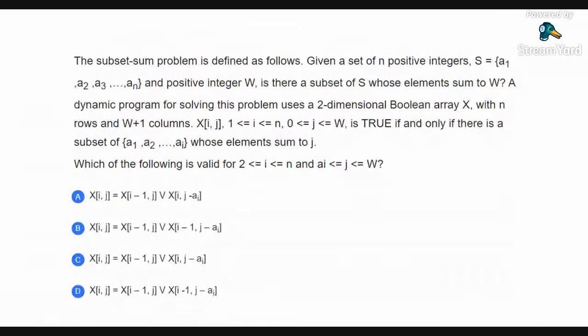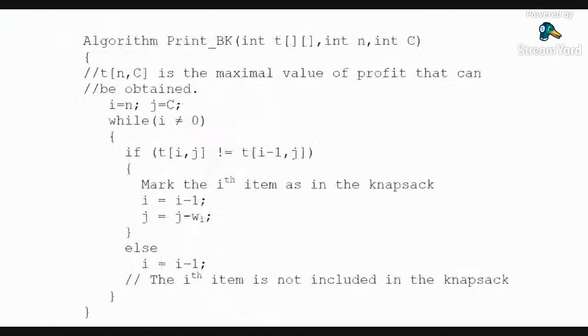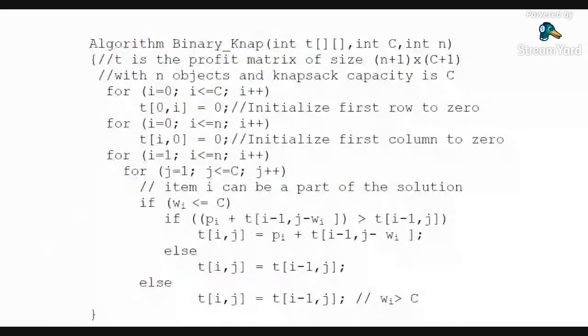Which of the following is valid for i ranging from 2 to n and j ranging from ai to w? So here X[i][j] is equal to X[i-1][j] OR X[i-1][j-ai]. See what is the characteristic equation here? You can note here, this is the characteristic equation, the maximum of this. It can be T[i-1][j], it will remain there, and if it is not T[i-1][j], then it is nothing but T[i-1][j-wi] plus the profit.